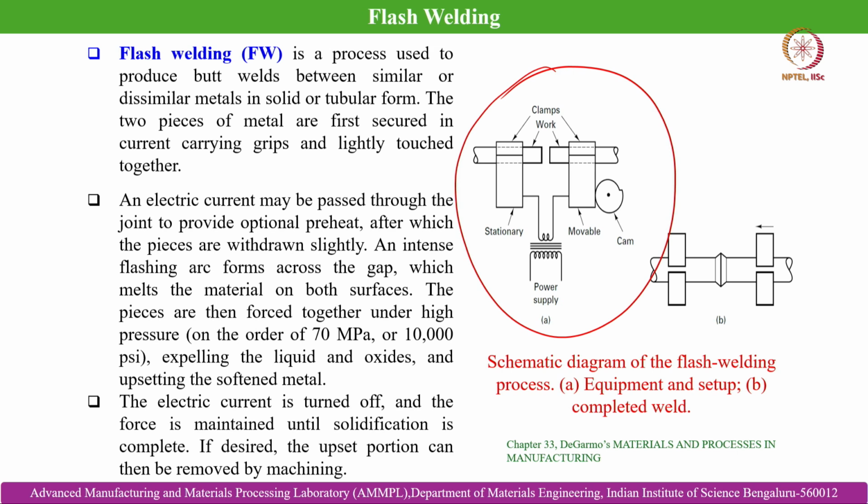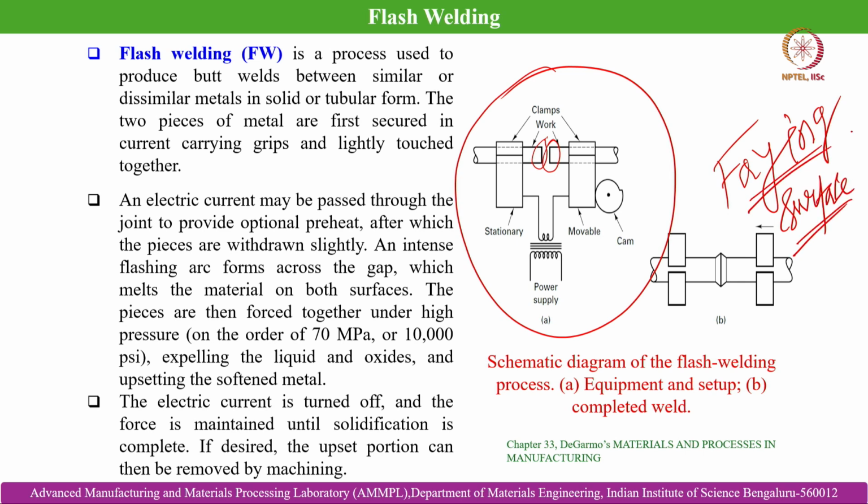Then an intense flashing arc forms across the gap, which melts the material on both the faying surfaces. The surfaces which are going to experience joining are termed faying surfaces, F-A-Y-I-N-G. And after the melt preparation due to the flash generated at the faying surfaces, they are pressed together and a high pressure is applied.